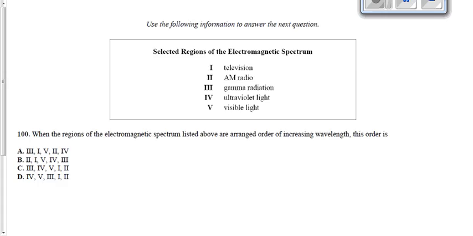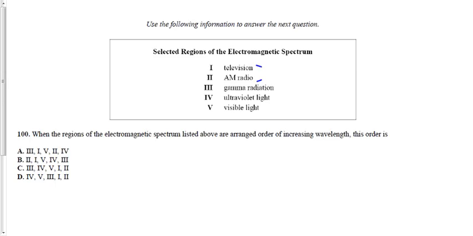All right, let's have a look at this one now, please. It says selected regions of the electromagnetic spectrum: television, AM radio, gamma radiation, ultraviolet, visible light. The last three make sense to us, but television and AM radio? What are those? Well, you guys remember the video? So from your TV station to your living room, right? That's radio waves. Okay, so television is radio waves, but which one comes first, AM or TV?